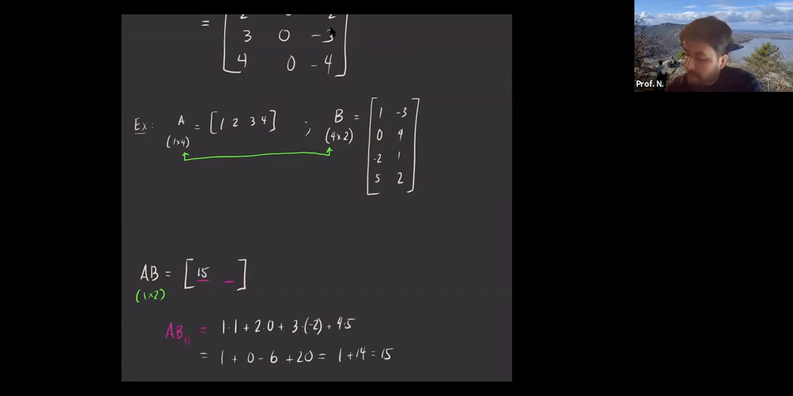And then AB 1,2, because I only have 1 row and the second column. So this would be row 1 times column 2, pairwise, of course, multiplying each entry with the corresponding entry. So this becomes 1 times -3 plus 2 times 4 plus 3 times 1 plus 4 times 2.